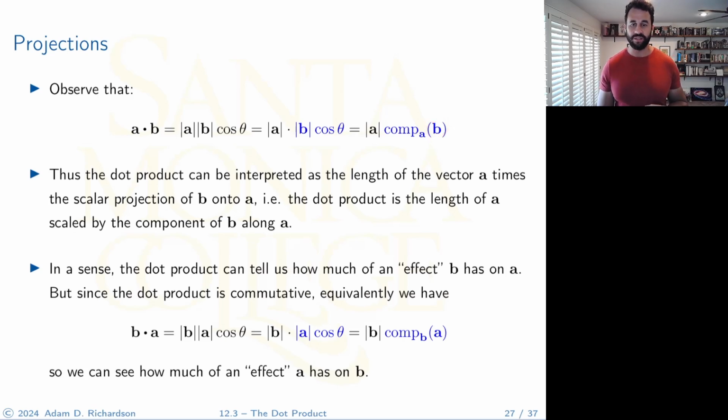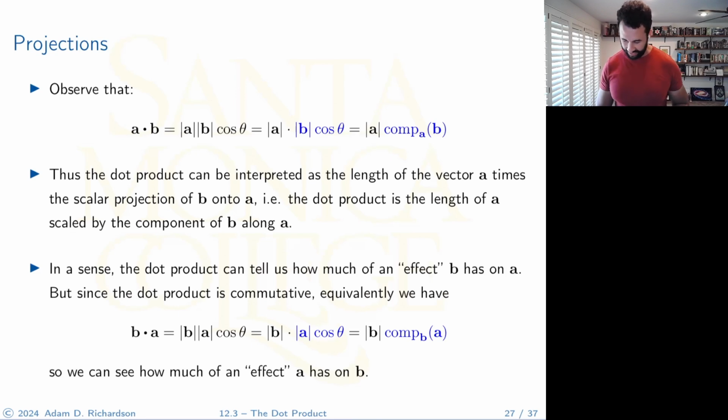So one of the ways you can interpret the dot product intuitively is it's the length of the vector times the scalar projection. So in some sense, you can think of the dot product as telling us how much of an effect B has on A. It's like how much B is pulling on A, right? But again, because the dot product is commutative, you can also think of it as how much A is pulling on B. So you have this connective relationship, which is pretty cool.